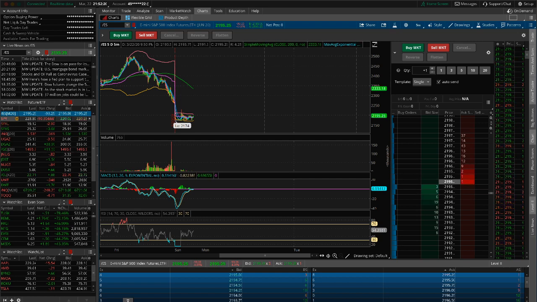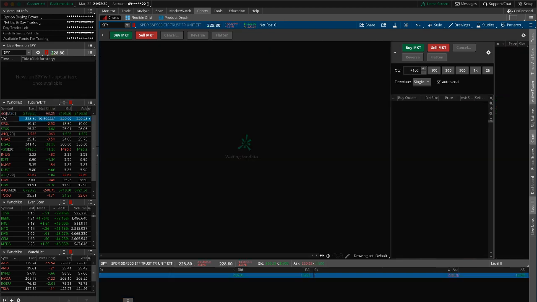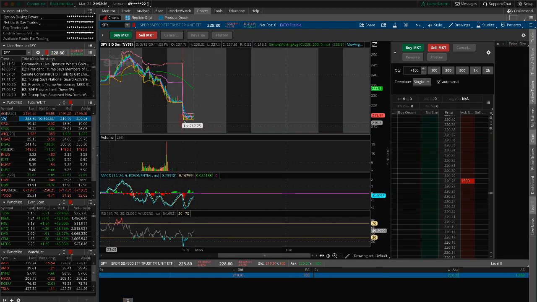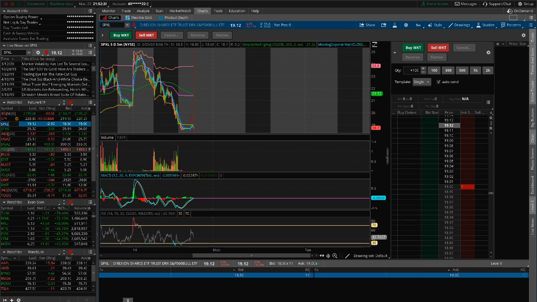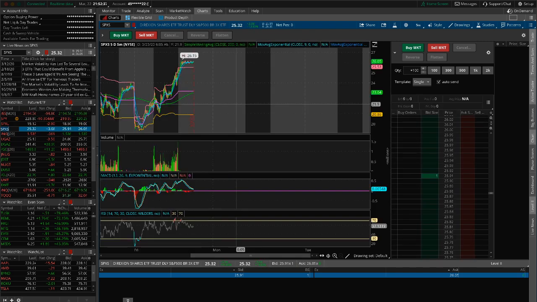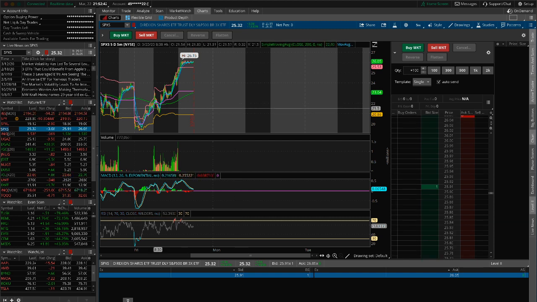So I have it set up with the S&P future, SPY, which is the overall market ETF, the S&P, and SPXL, which is the short-term 3x bull of the S&P. And SPXS, which is a short-term 3x inverse. Short-term meaning they decay over time. You can't hold these for long periods of time because they do decay. So that's why I call them short-term.